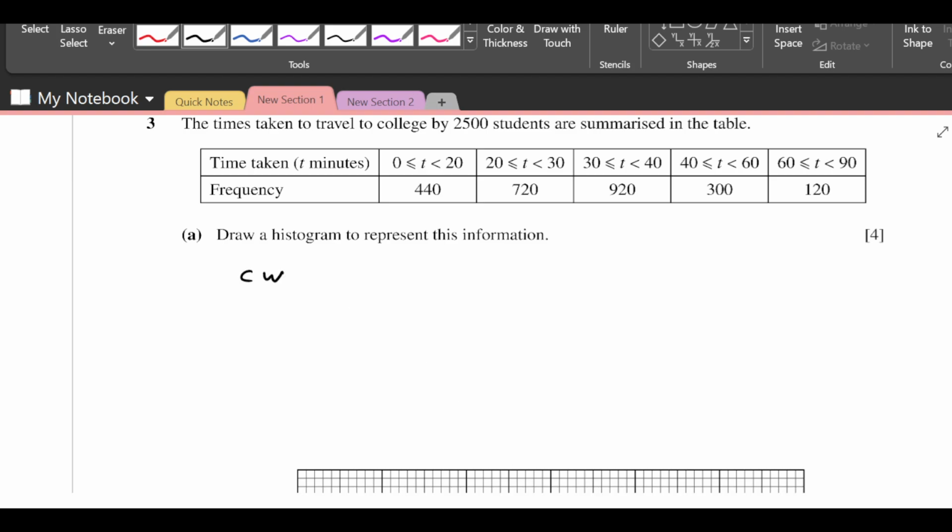so class width over here is 20. First class width is 20. Second is 10. Third is 10. Fourth is 20. And fifth one is 30. Now density, if you find, so it is 440 divided by 20.